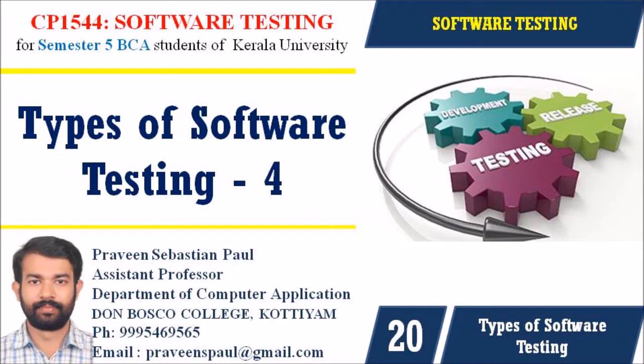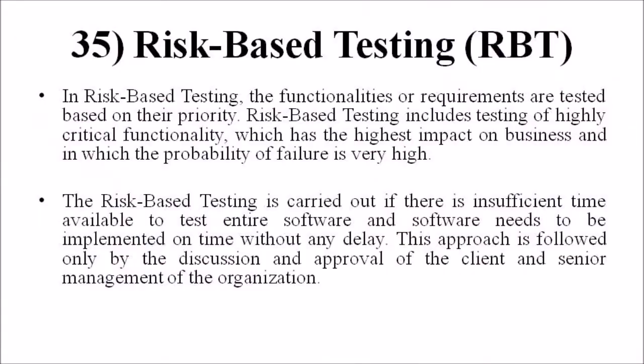In this lecture, we are discussing 12 different types of software testing available in software engineering environment. The first one is risk-based testing or RBT. In RBT, the functionalities or requirements are tested based on their priorities. Risk-based testing includes testing of highly critical functionalities which has the highest impact on the business and in which the probability of failure is very high. The priority decision is based on the business need.